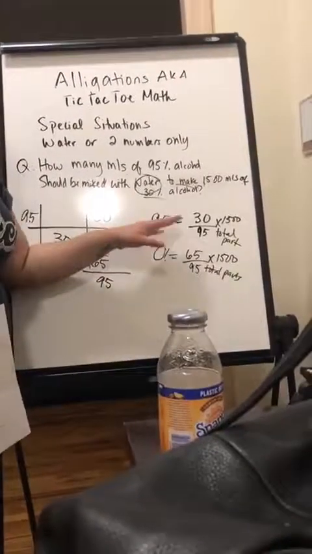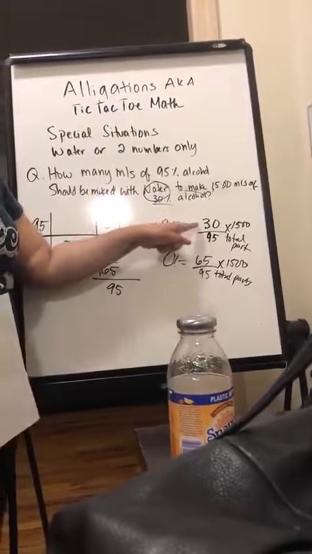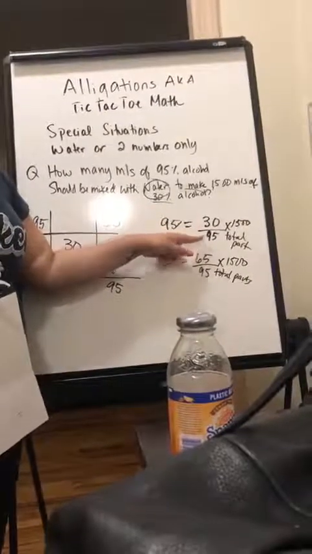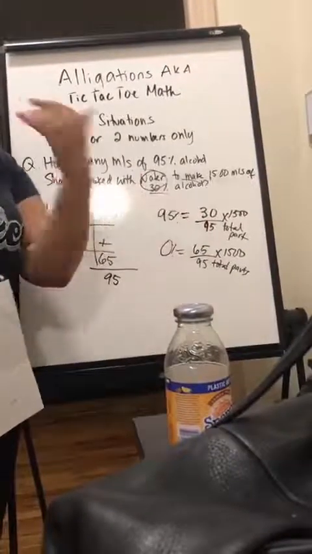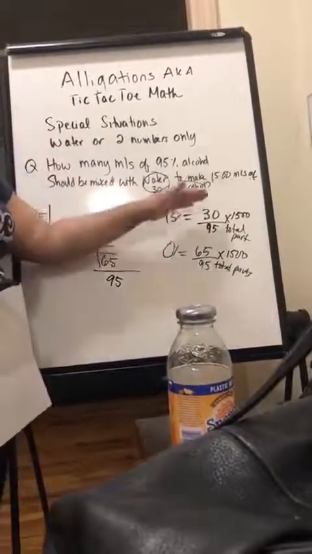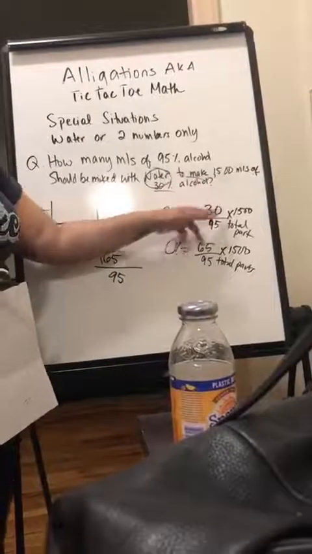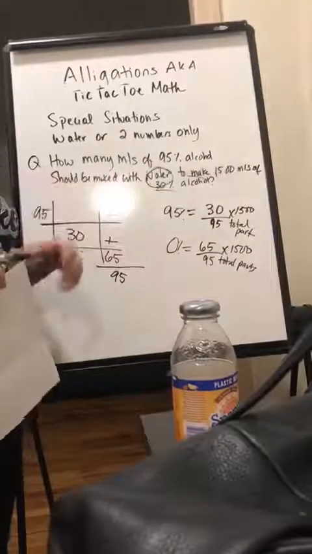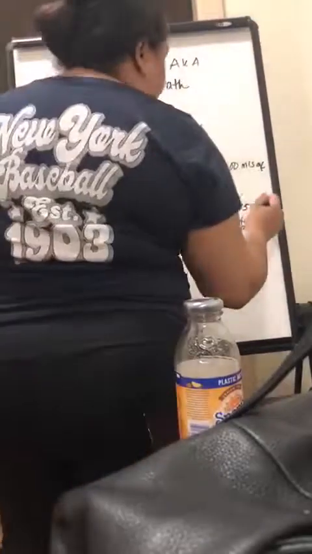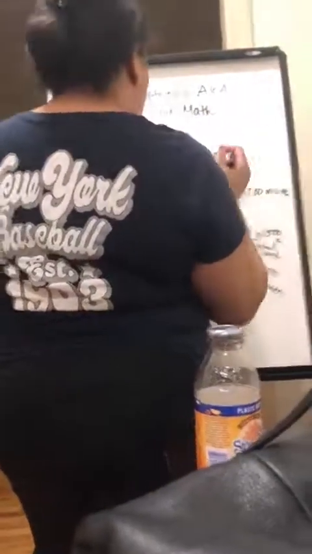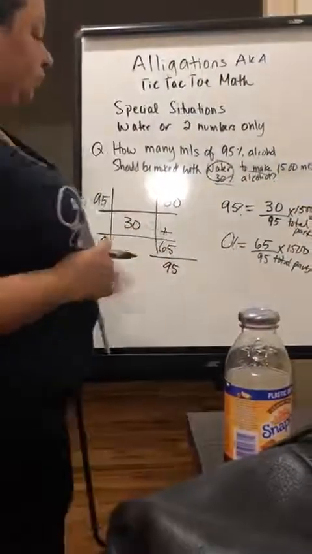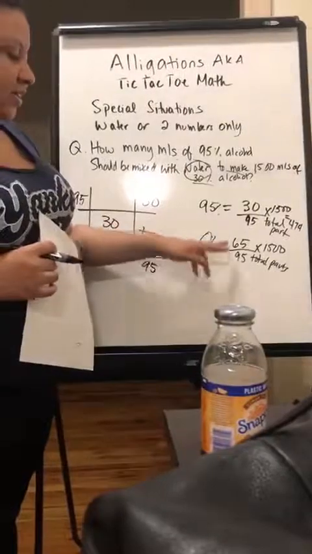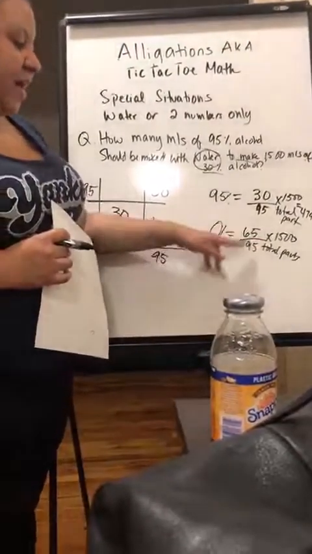Okay. In the calculator, you're going to put 30 divided by 95 times 1,500. Do not hit 30 divided by 95, enter. Don't do that. Do 30 divided by 95 times 1,500, straight through. When you do that, you should get 474. For the 0%, 65 divided by 95 times 1,500. When you do that, you get 1,026.